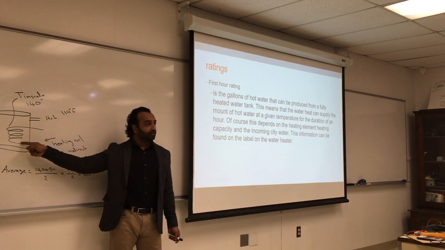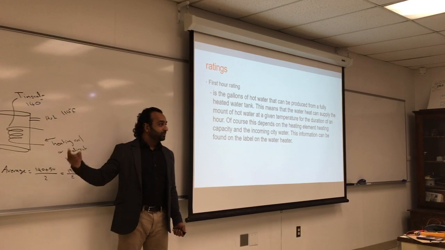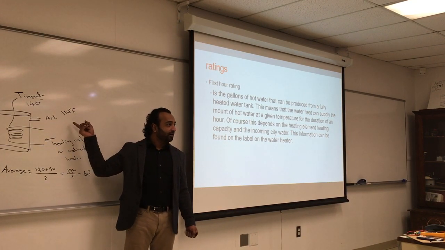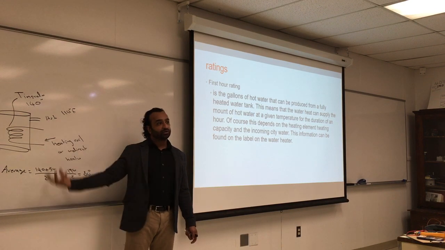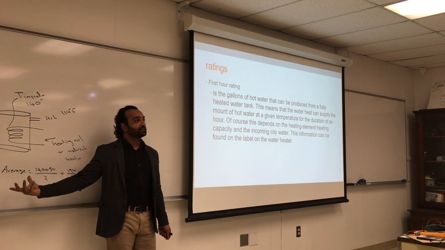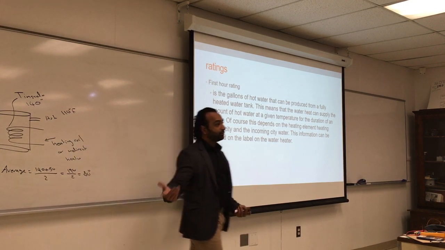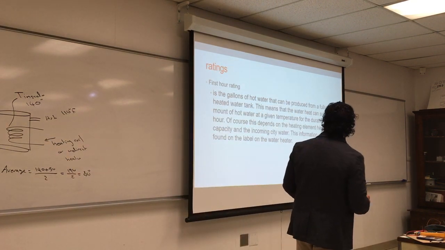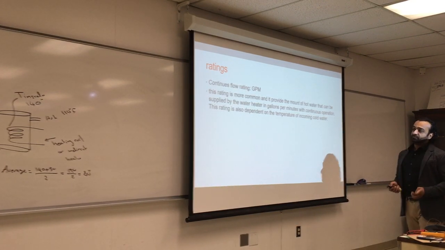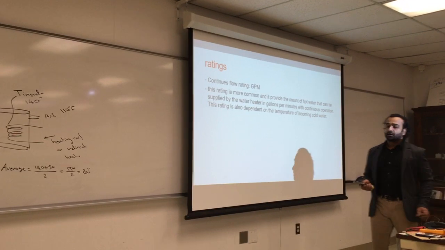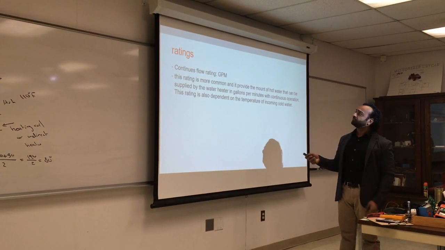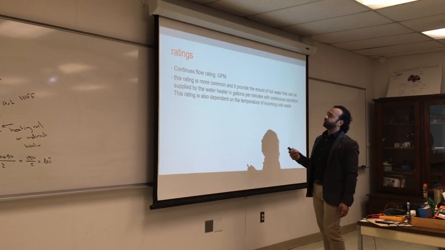But if you have a good heating element, you keep adding heat to it, so you end up with something like 110 or 105 at the output. That's what they mean by the first hour rating and how big the tank is. So if you want to supplement based on how much you pull out of that, that is the first hour rating. You might see that in some big tanks, usually for commercial buildings or multi-house buildings. The second rating is the continuous flow rate.